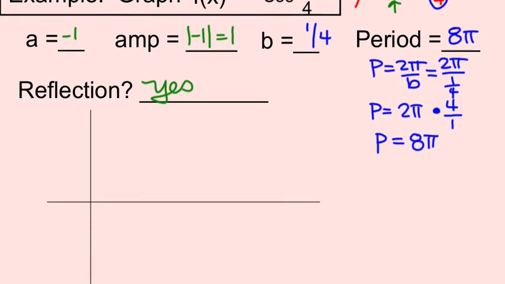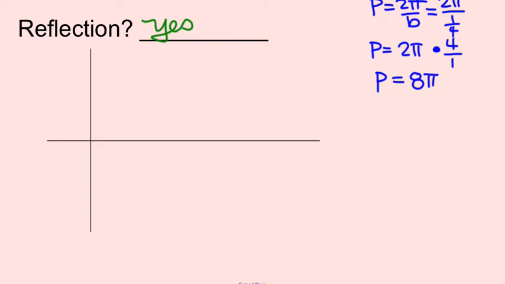So I don't have any shifts up or down, so I'm good with that. My amplitude was 1, so I'm up 1, 0, and then down 1. My period is 8 pi, so I start at 0, and I'm going to finish at 8 pi. Now I split that 0 to 8 pi up into 4 equal parts. So halfway is 4 pi, halfway again is 2 pi, halfway again from 4 pi to 8 pi is 6 pi. Now I have my 4 equal parts.